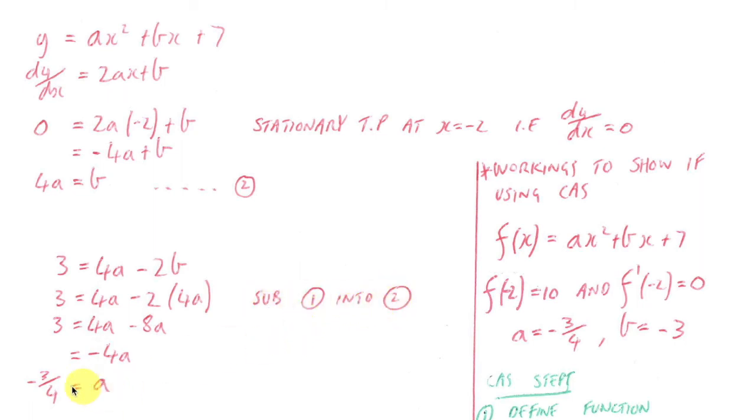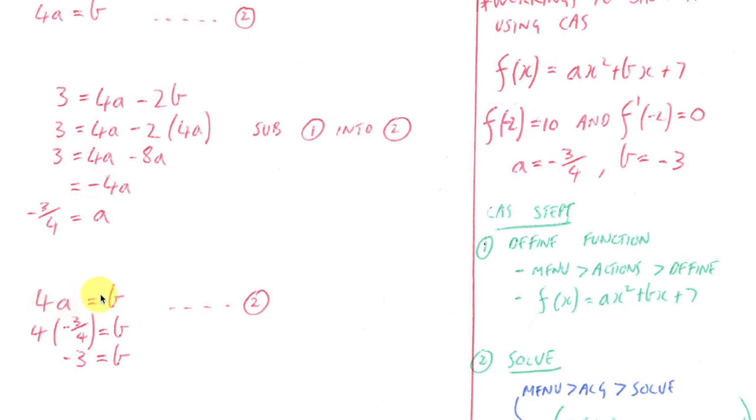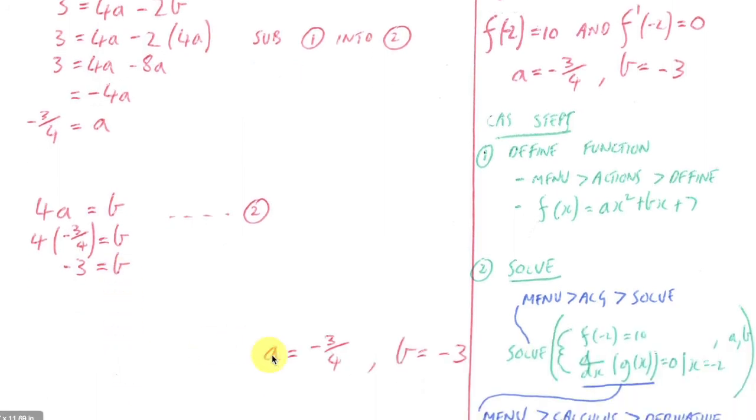So I've found my a. I know that b is equal to 4 lots of a, so we can produce b pretty quickly. 4a equals b, substitute the found a value in, and I'll establish that b is equal to -3. So I've worked out a and I've worked out b. a is equal to -3/4 and b is equal to -3.